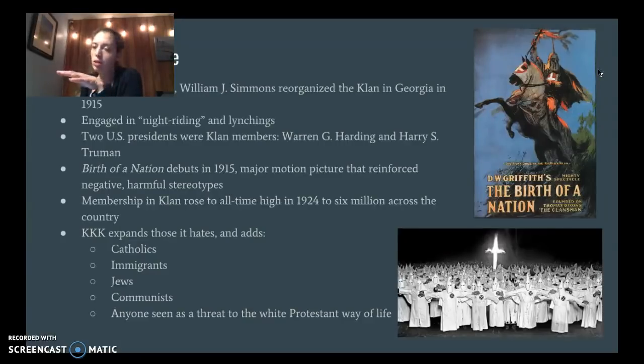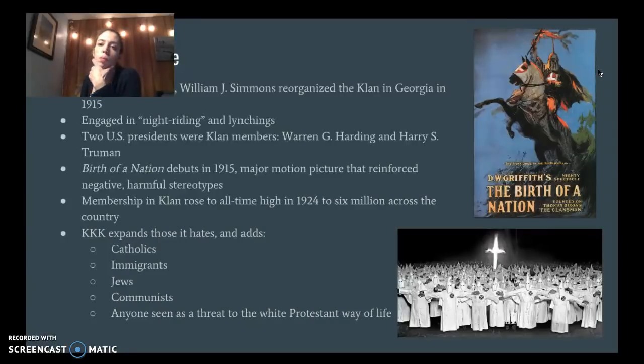So this is a horrible fact. There were 2 U.S. presidents who are known Klan members. There was Warren G. Harding, and then more recently there was Harry Truman, who was the president after World War II. So the second wave really started up around 1915, and it went until the end of World War II. That was really fading out at that time.